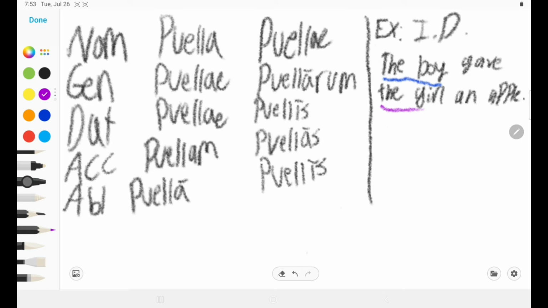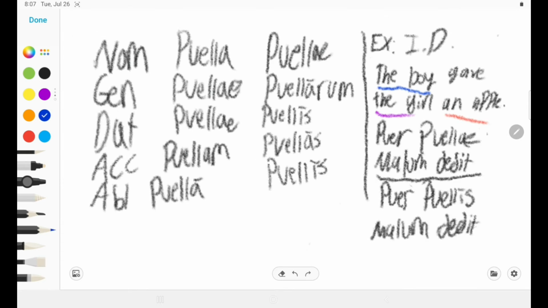And what about the apple? Well, like I said, we're going to be talking about the accusative now. Well, the apple is accusative. It is the direct object. The Latin's going to be puer, puellae, malum dat.